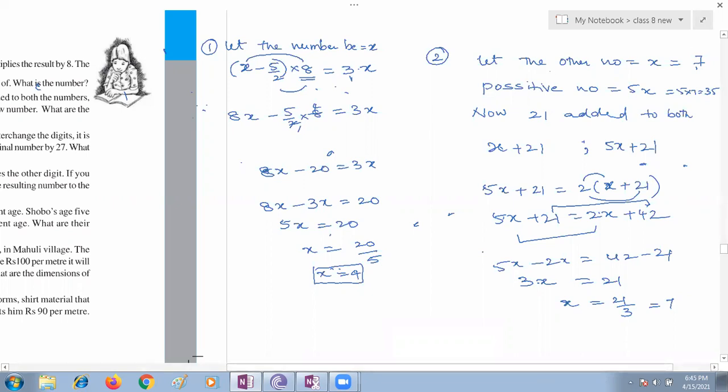x plus 21 and 5x plus 21. Once again, go to your question. After adding 21 to both the numbers, one of the new numbers becomes twice the other new number. So I'm taking 5x plus 21 is equal to 2 times of x plus 21. What are the numbers? Twice means which number are you supposed to multiply, children?